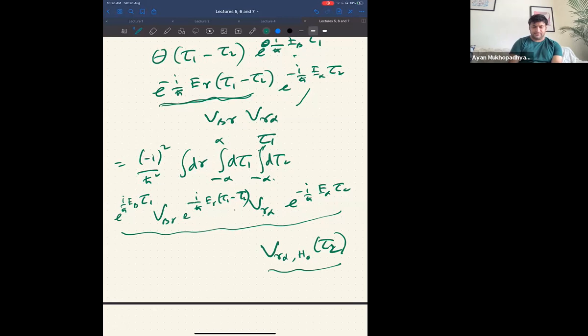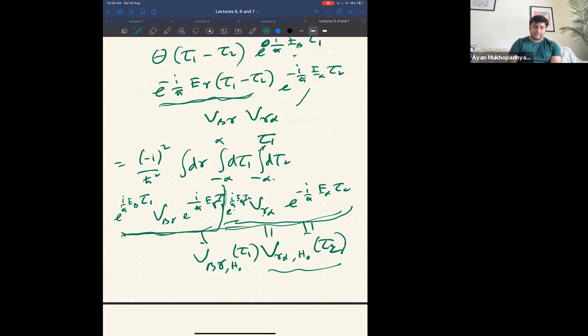If I further divide this, e to the power of i/ħ E_γ τ_1, e to the power of i/ħ E_γ τ_2. If I take this object together, this is nothing but this. Now this object is nothing but V_{βγ}(τ_1). This object is this, and this object is this, right?